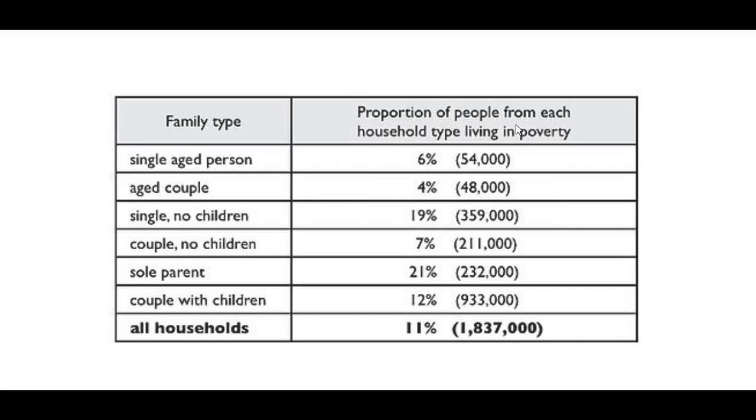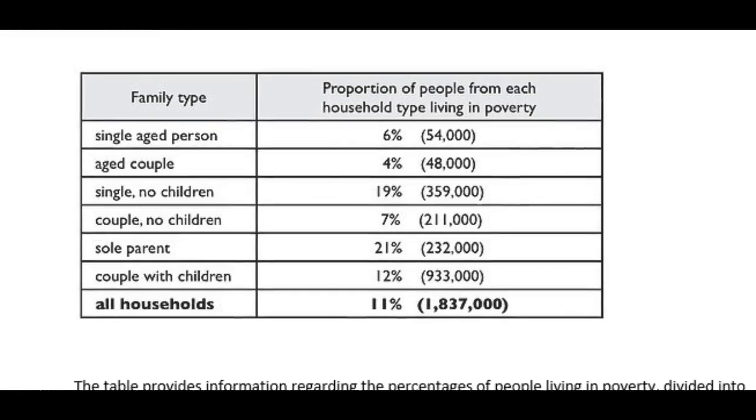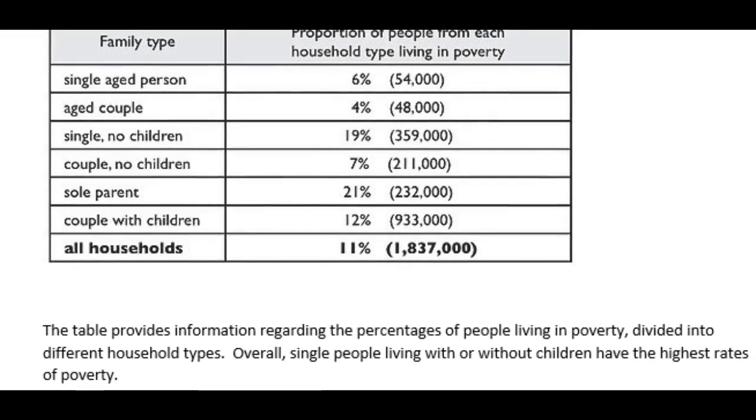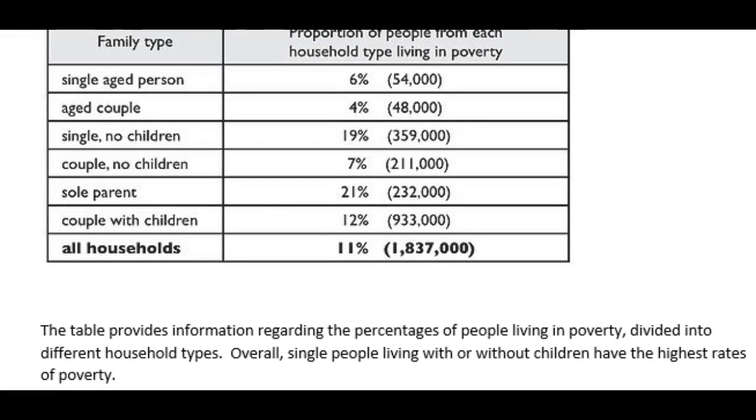Okay? So, what I did here, all right, I'll share at least my introduction, my overview. There we go. Okay, so the table provides information regarding the percentages of people living in poverty divided into different household types. Overall, single people living with or without children have the highest rates of poverty. So why did I say this? Single people living with or without children? Because I'm referring to this piece of data here, sole parent. Okay, and single, no children. All right, that's why I phrased it like that.